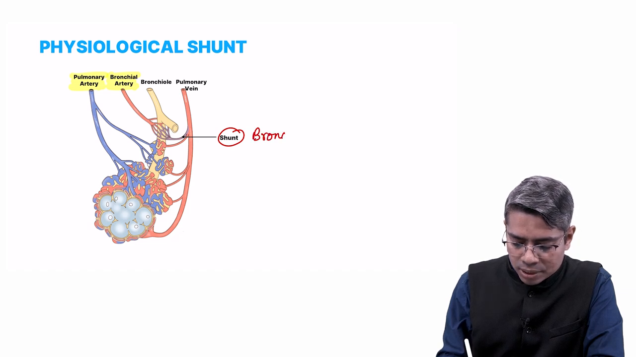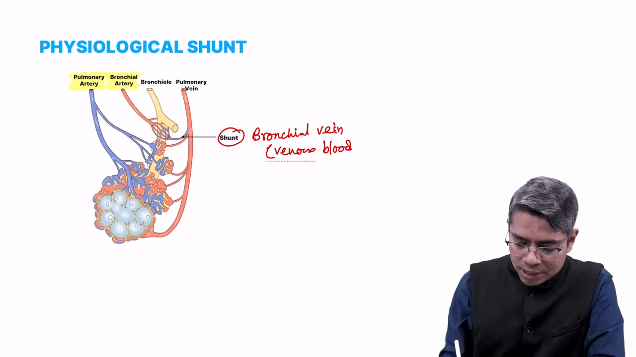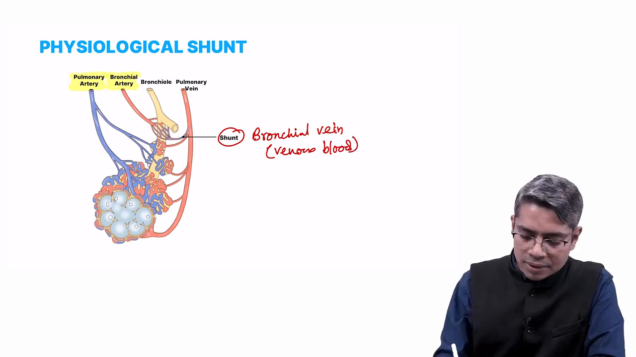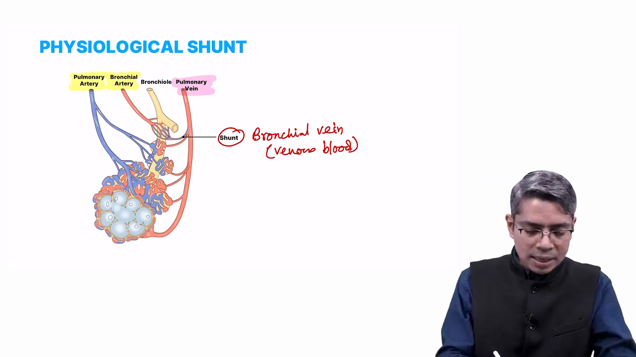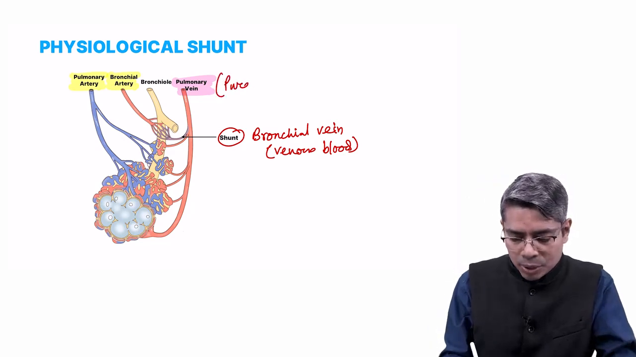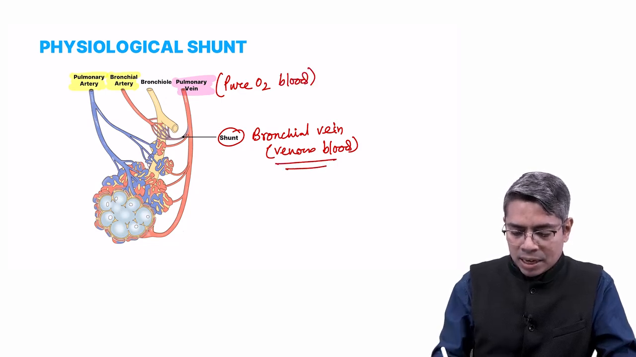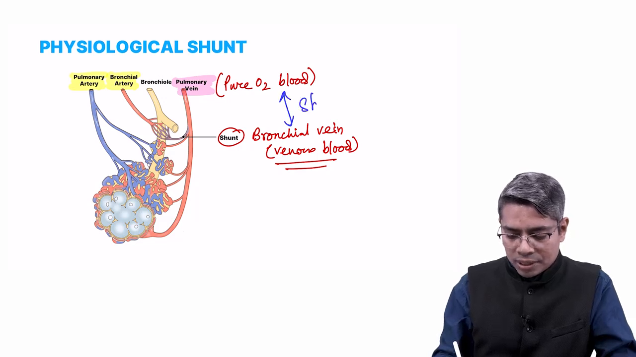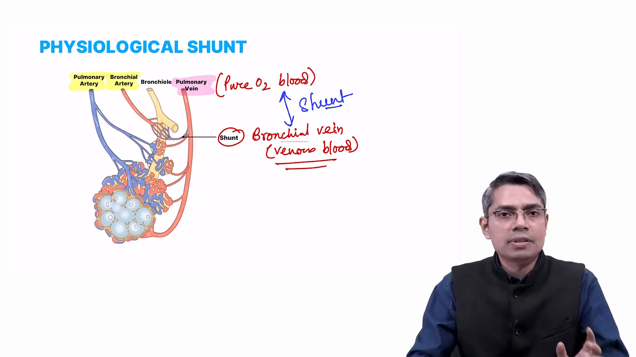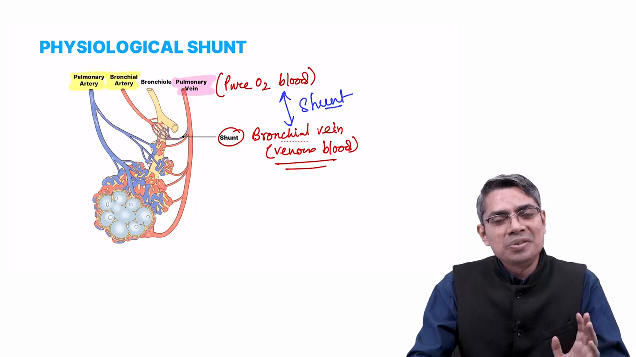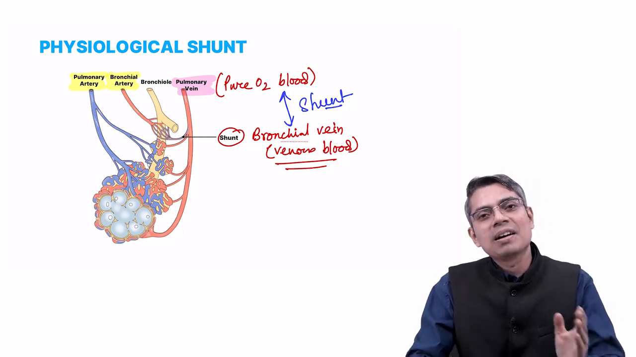This shunt is what? This is the bronchial vein. Bronchial vein contains which kind of blood? Venous blood. And this venous blood is draining at which level? The venous blood is drained at the level of this pulmonary vein. The pulmonary vein contains pure oxygenated blood, and there is mixture of this venous blood with that pure oxygenated blood. So, this is nothing but your shunt. Getting my point? This is known as the physiological shunt. So, there is a drop of partial pressure of oxygen even in the arterial blood.